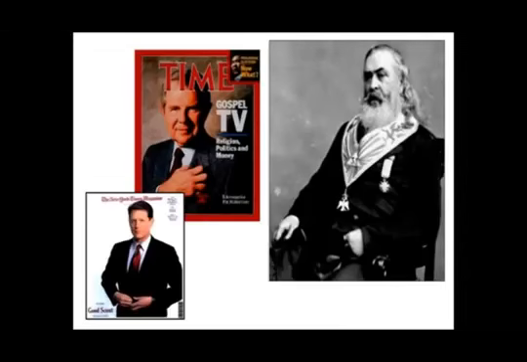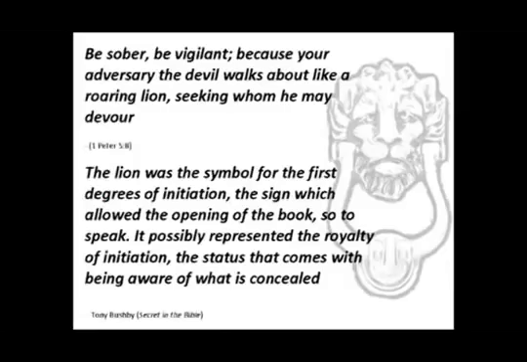Now in 1 Peter 5 verse 8 we read, "Be sober, be vigilant, because your adversary the devil walks about like a roaring lion, seeking whom he may devour." Is this a reference to the Atenists? Tony Bushby, in his Secret in the Bible, says, "The lion was a symbol for the first degrees of initiation, the sign which allowed the opening of a book, so to speak. It possibly represented the royalty of initiation, the status that comes with being aware of what is concealed."